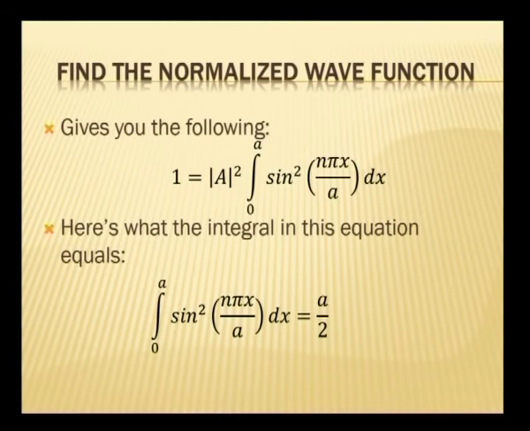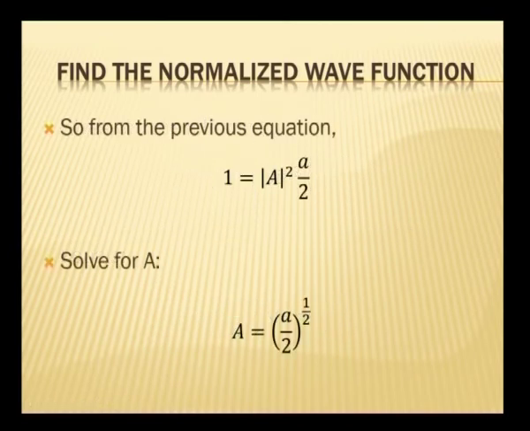I will now ask you to determine the so called normalization constant. Find the normalized wave function. You can take this as a take home problem. 1 is equal to A square into the integral of sin square n pi x by a into dx. It is a particular problem. Here the integral in this equation equals a by 2. So, you are asked to find the numerical value of A, the normalization constant.